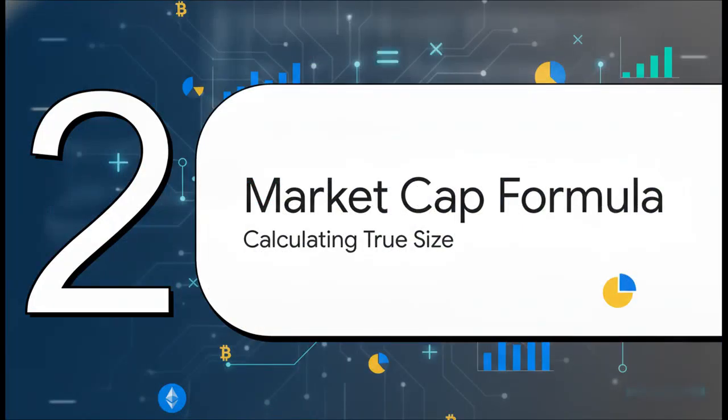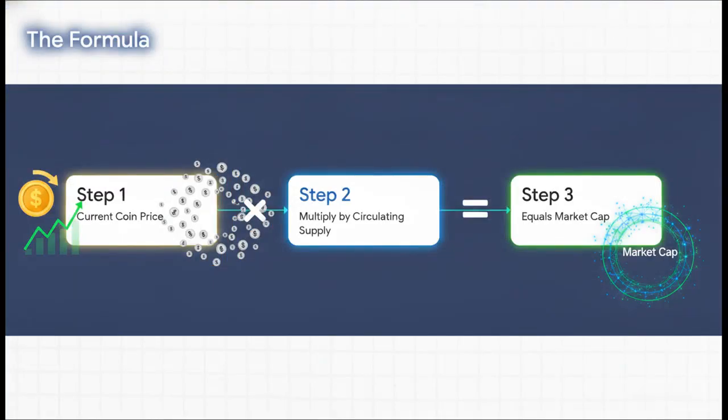Let's move right into Section 2. The market cap formula and calculating true size. The math here is straightforward, but it's incredibly powerful. Step 1, you take the current coin price. Step 2, you multiply that by the circulating supply, meaning the actual number of coins currently out there trading in the market. Step 3, that result equals your market cap. Boom. It's literally that simple.